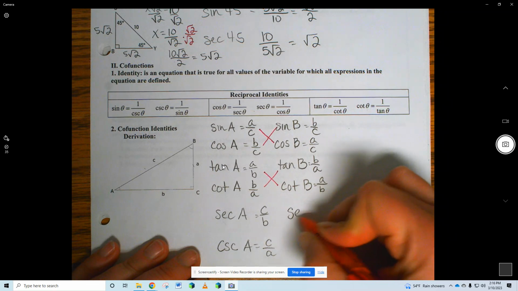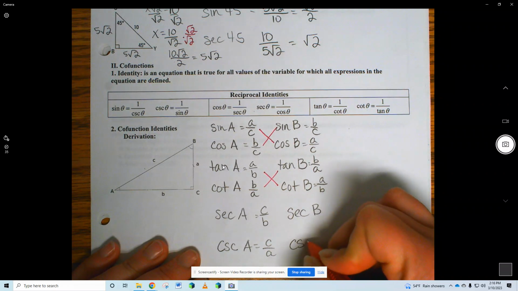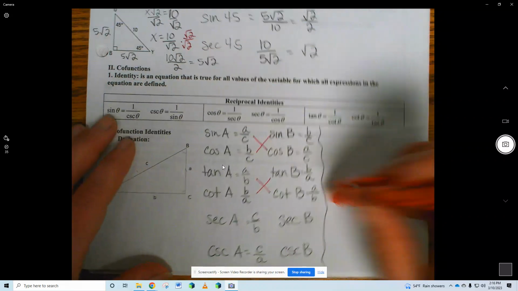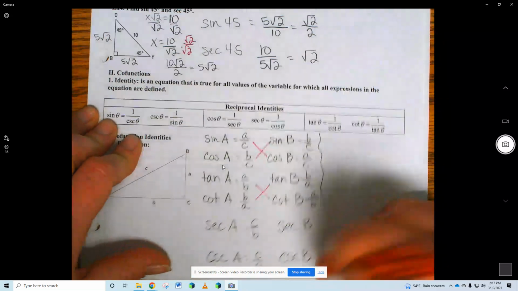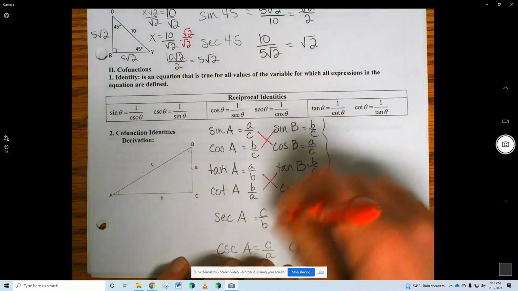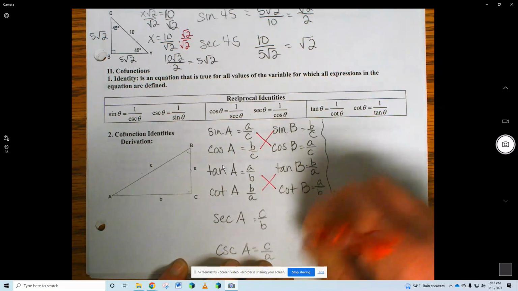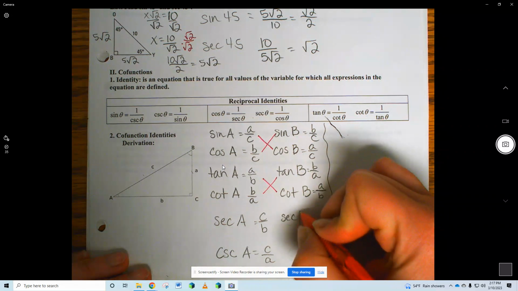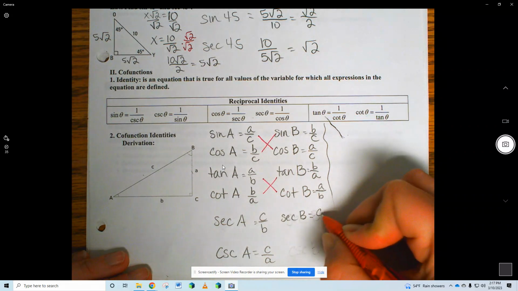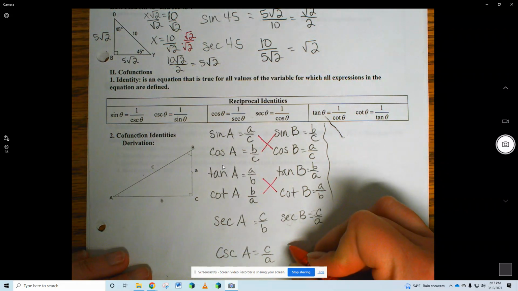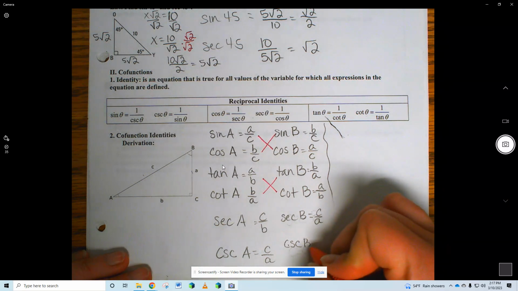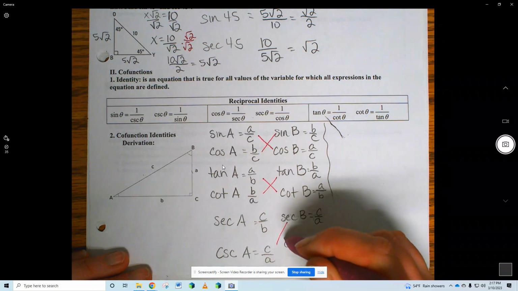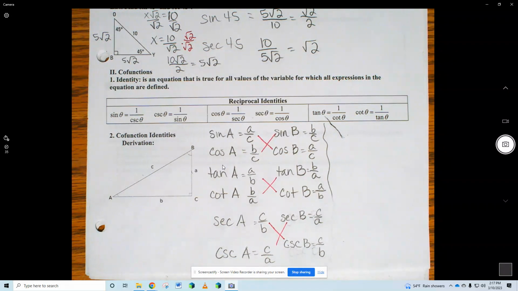Then I'm going to do secant of B and cosecant of B. Ooh, cutting it close there. Hold on. Secant of B is C over A. Cosecant of B is C over B. And those match up.